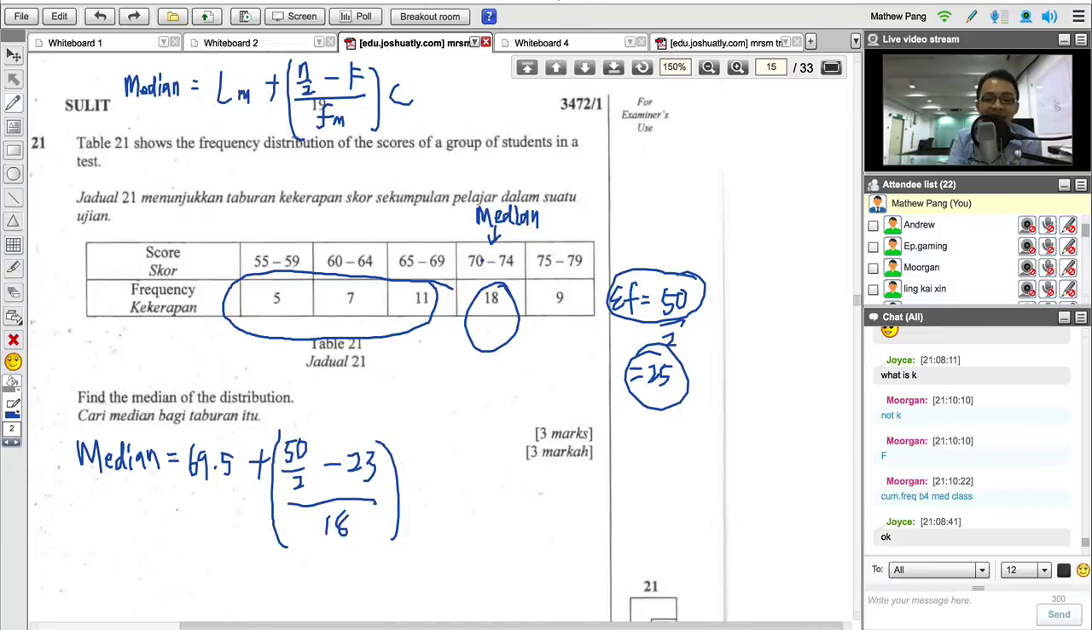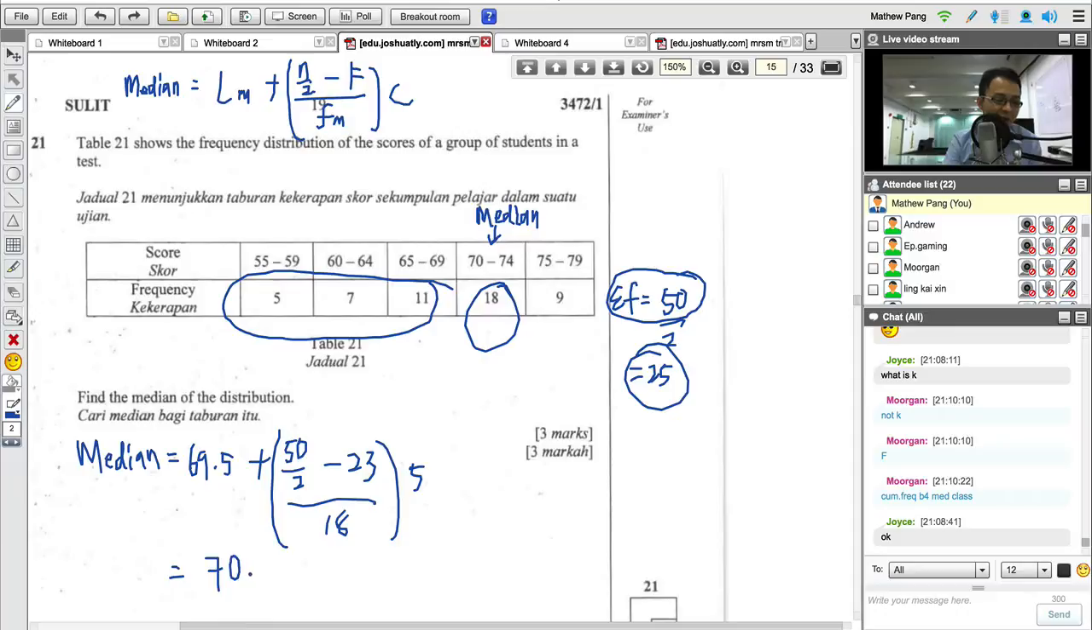Alright, then you just press the calculator and you can easily get the answer. 25 minus 23, so it's 2 over 18 multiplied by 5, plus 69.5. Your value will be 70.05 or 70.06. Okay, this is the median.